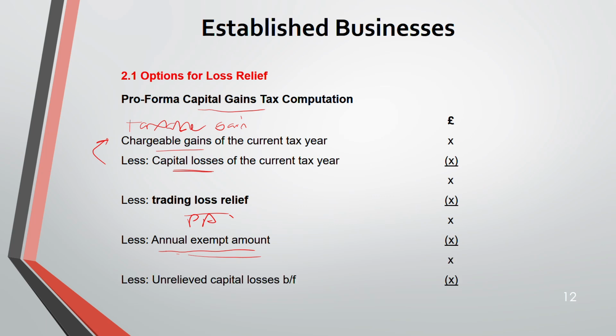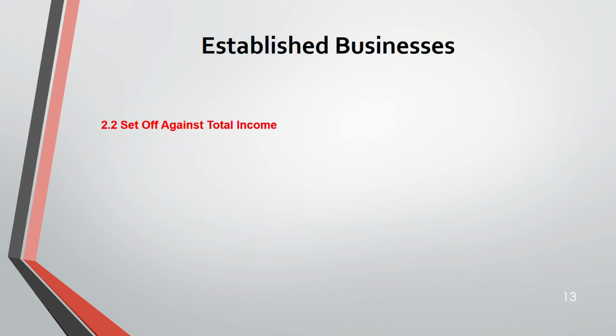Then unrelieved capital losses brought forward. If you have any capital losses that are not relieved, brought forward, now you deduct. After deducting the annual exempt amount, you get your taxable amount for capital gains tax. Remember, capital gains tax is charged on this. The rates are different. We haven't touched that yet. It's not your income tax rates, the non-savings rates 20, 40, 45%, no dividend, no. This is different.